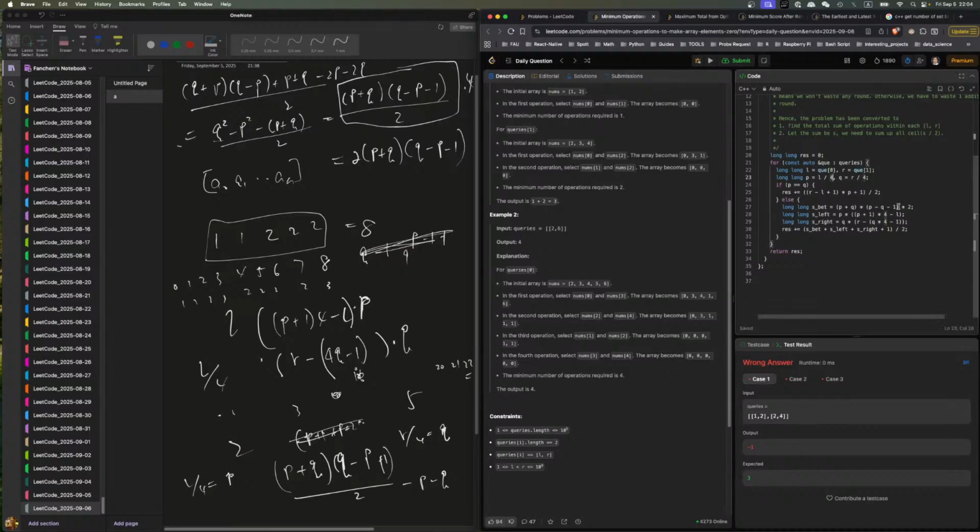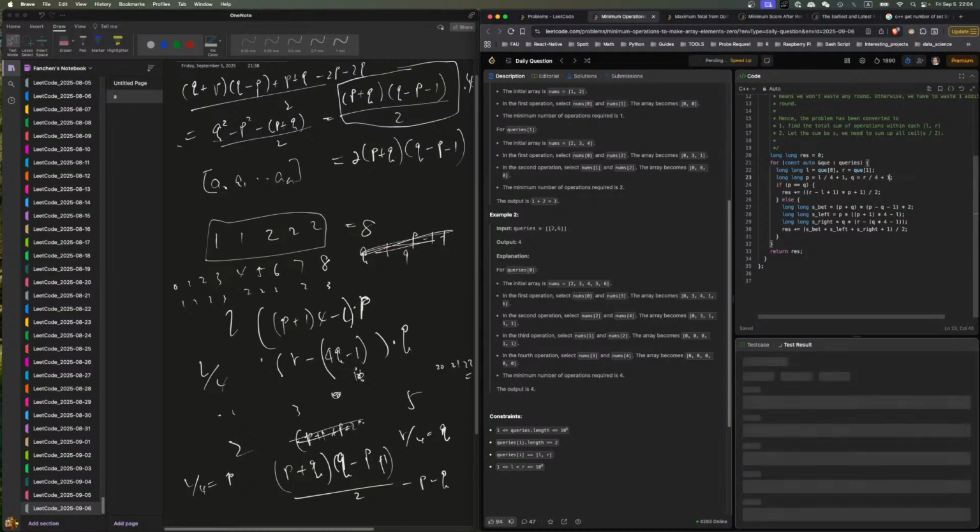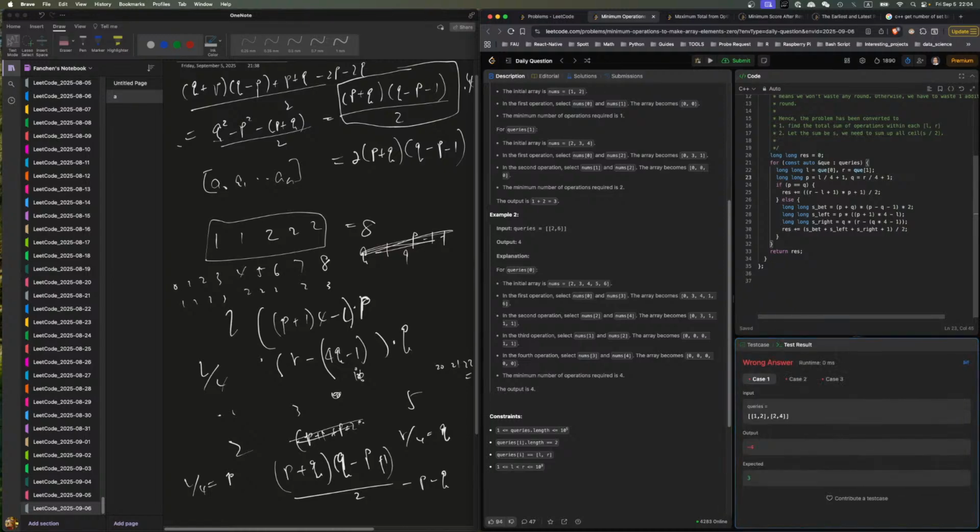Oh, P and Q, you got it wrong. I need to plus 1. Yeah, I forgot to plus 1. That's fine. Let me try it again. Wait, what? All right, this is stupid. This is very stupid. This is stupid, but I still think my way is right.